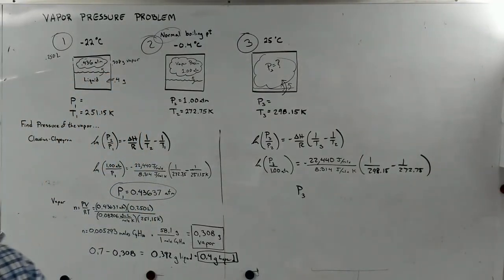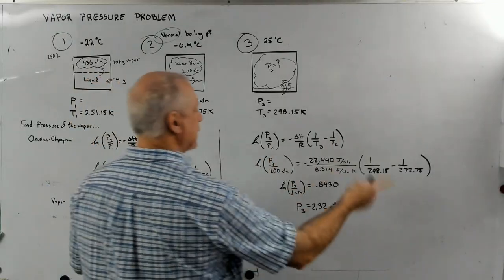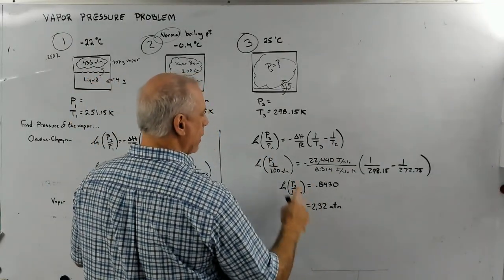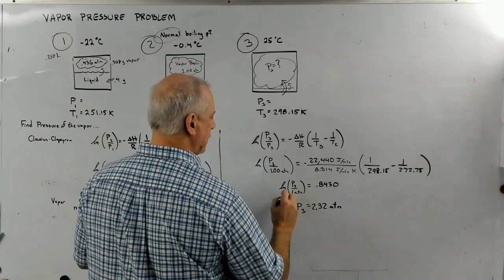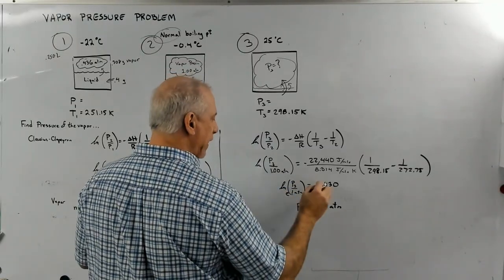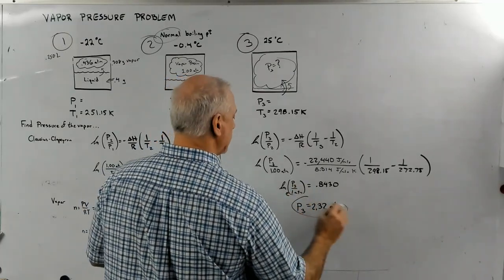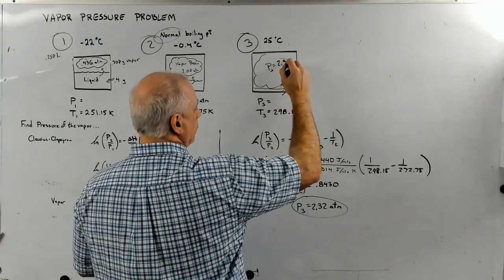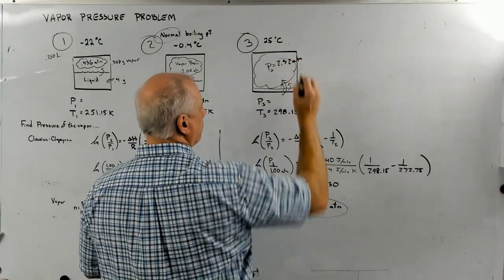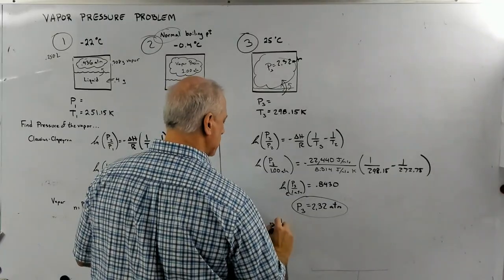I'm going to hit pause right here. Okay, do this calculation. We get this side is 0.843. This is natural log, which is base e, so e raised to that is going to give us P3. So that's our pressure in here, 2.32 atmospheres. Let's plug that into PV equals nRT.